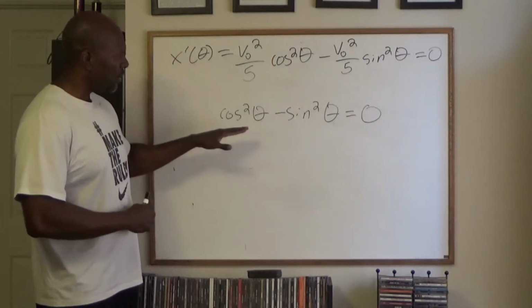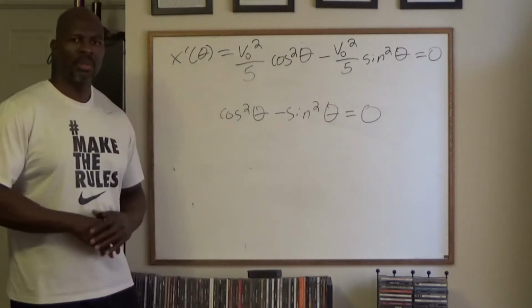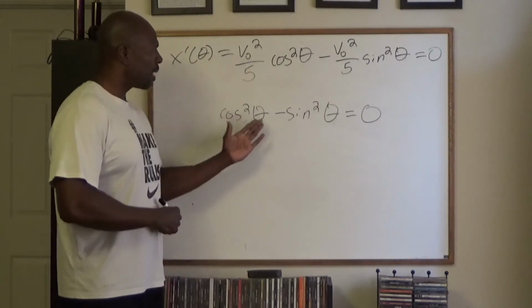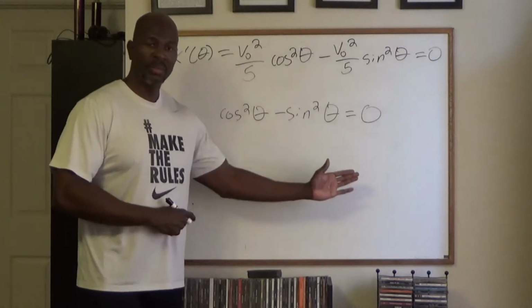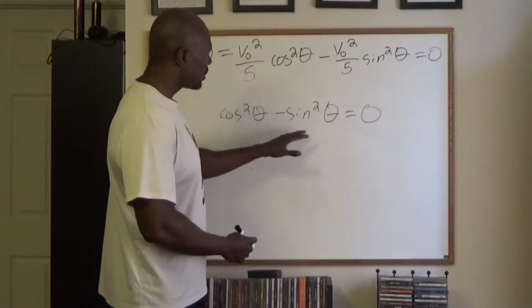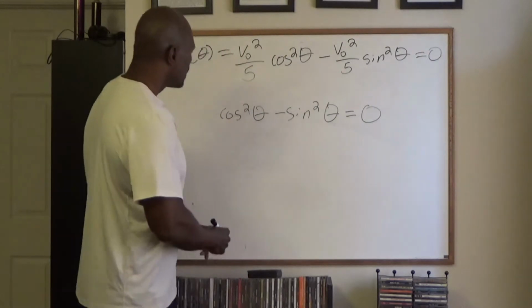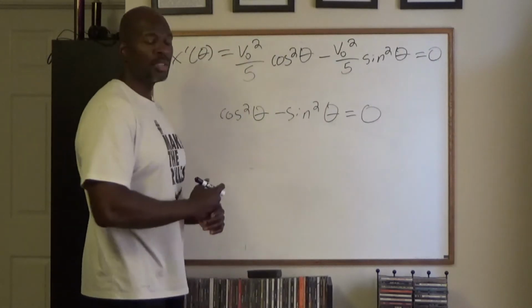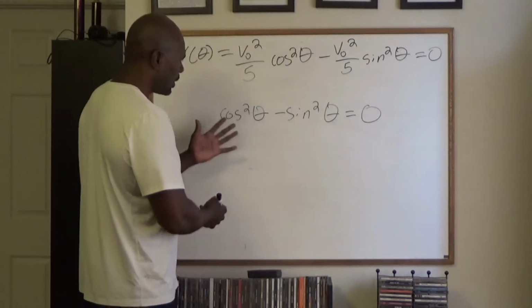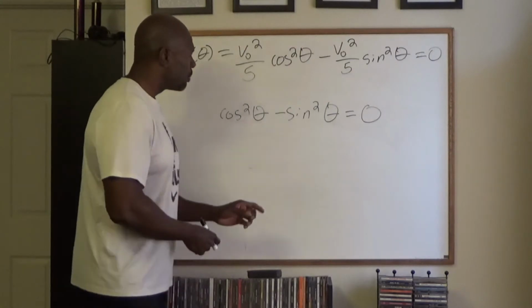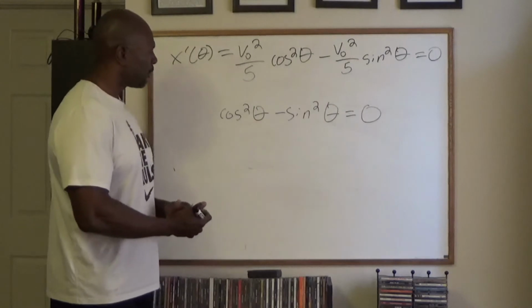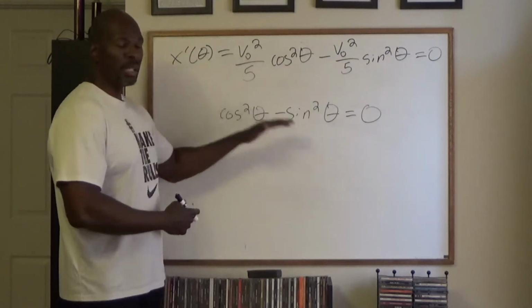So I need an angle between 0 and 90, or 0 and pi over 2 radians, where cosine squared theta minus sine squared theta is 0. Now one way you can think of it, for cosine squared minus sine squared to be 0, that means that cosine theta should equal sine theta. Technically, because it's squared, cosine theta can equal plus or minus sine theta. But since we're in quadrant 1, since our angle is going from 0 to 90 degrees, it just means that cosine theta should equal sine theta.